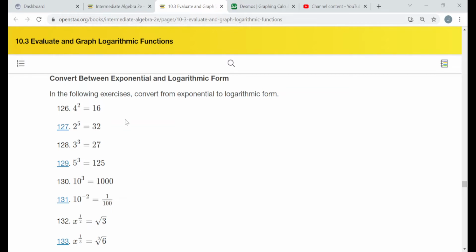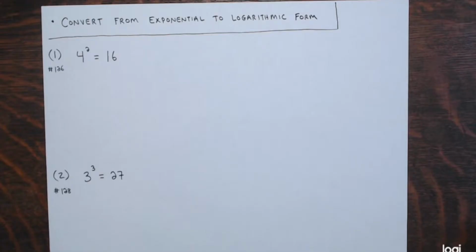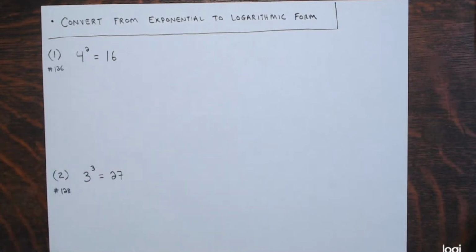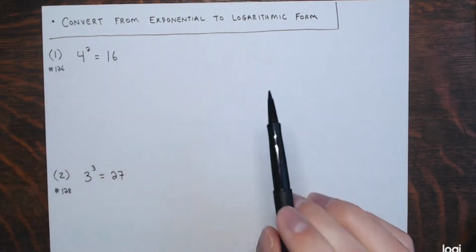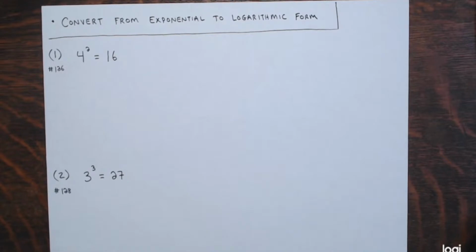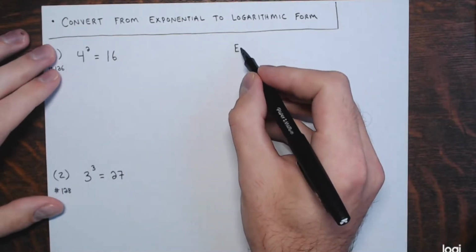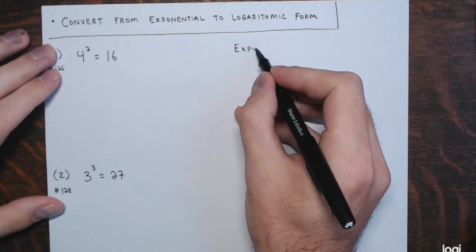So in this first set of exercises, we're asked to convert from exponential to logarithmic form. I got number 126 as example 1, and I have these written out. Example 1, number 126, convert from exponential to logarithmic form. Well, first let me talk about these forms, off to the side here.